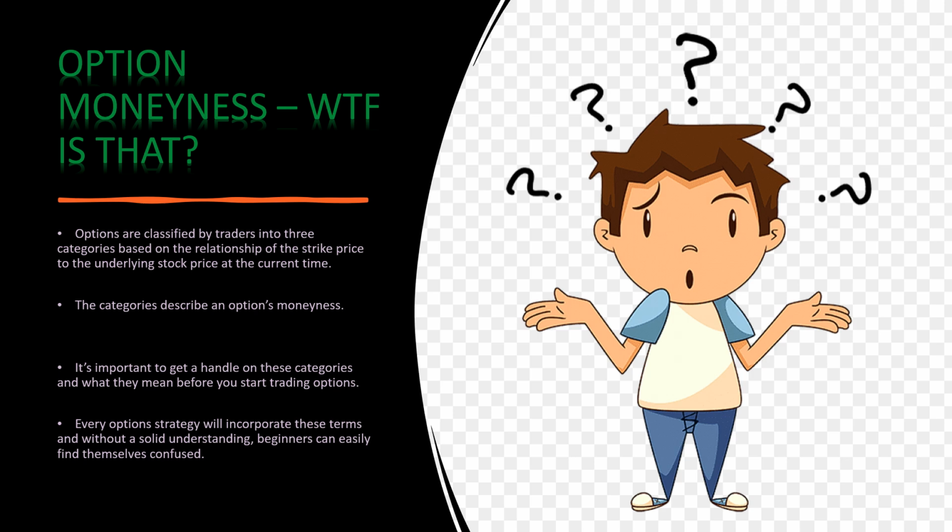So, option moneyness, again, options are classified by traders into three categories based on the relationship of the strike price to the underlying stock price at the current time. The categories describe an option's moneyness. It's important to get a handle on these categories and what they mean before you start trading options, as it's important to know the pricing of the options. Every option strategy will incorporate these terms, and without a solid understanding, beginners can easily find themselves confused.